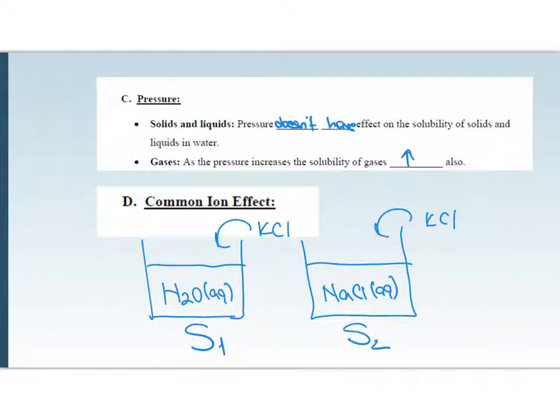Now, the first one contains only water molecules, but the second one contains an ion common with the solute here. If there's a situation like this, the solubility of that solute is much lower than the solubility of that solute in pure water. So as the amount of common ion increases, solubility decreases that much. So the first one's solubility is much higher than the second one's solubility.